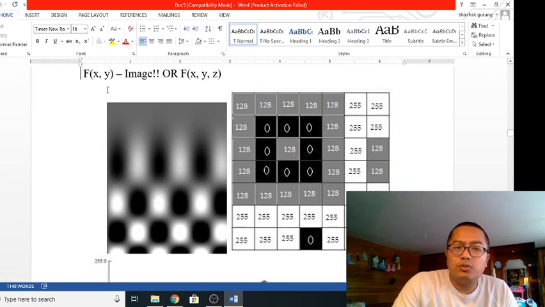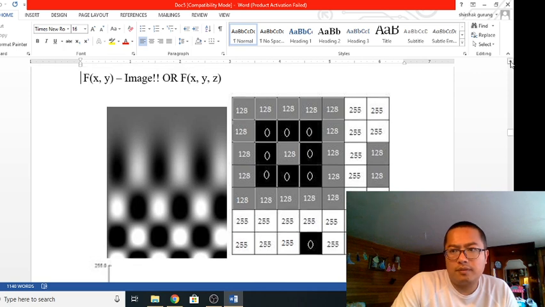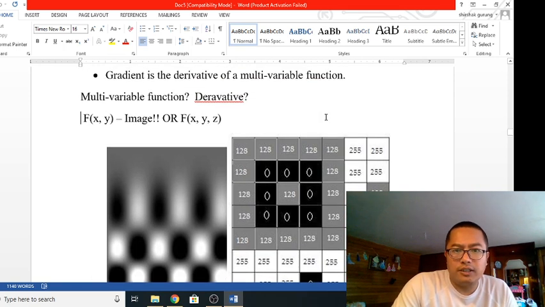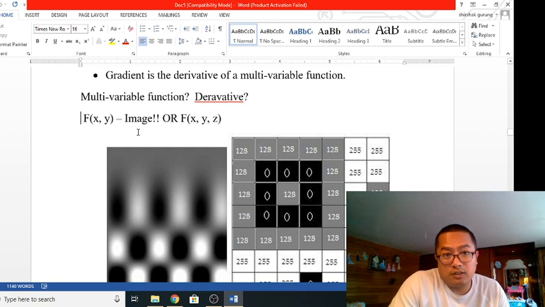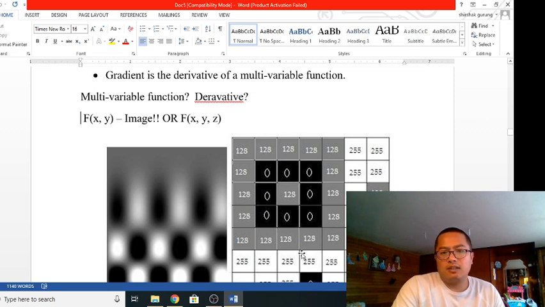What is an image? Image is a 2D function. We talked about this. We said image is a 2D function, a multivariable function. So gradient is a derivative of a multivariable function. So what is a multivariable function? Image is a multivariable function. It has two variables, x and y. Here you go. This is an image. And if you see the pixel values of this image, this is what it looks like. So there is an x and there is a y, and then there are some intensity values inside.